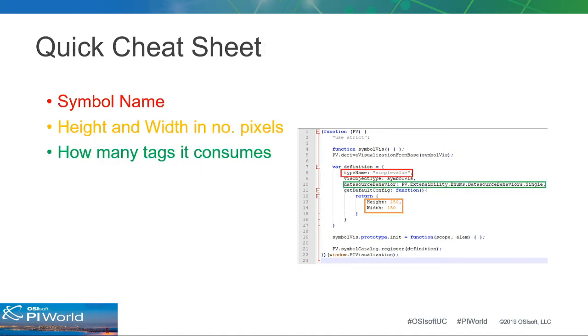Just as a quick cheat sheet here, as I mentioned, the symbol name just matches that type name. The height and width and number of pixels is under that return there. And then we'll get into this a little bit later, but how many tags a symbol consumes is controlled by this enum here, DataSourceBehavior.Single, which just means that it consumes a single tag. You could also have symbols that contain multiple tags. Think of your standard trend symbols where you'd be trending multiple tags on a single object.